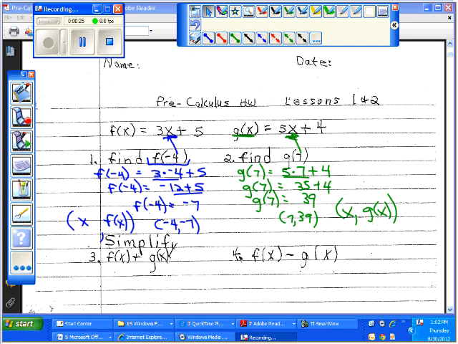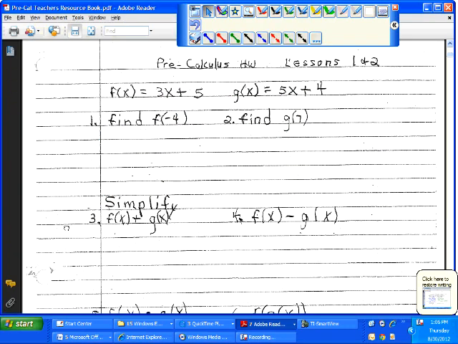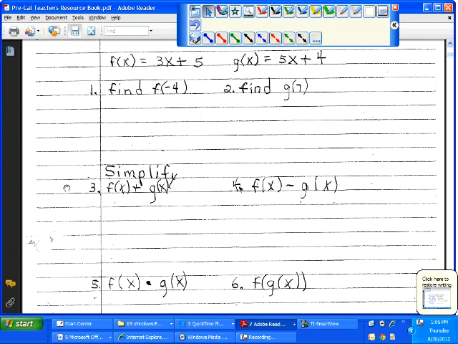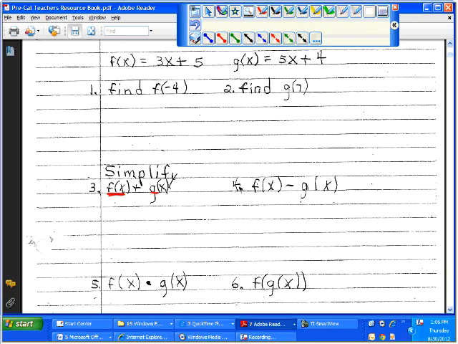Any questions there? So what we're getting into now is adding and subtracting and multiplying functions and then getting the function of a function, okay? And we're going to keep going back to the fact that f of x is 3x plus 5 and g of x is equal to 5x plus 4. We're going to use that all the way down, okay? So, number 3 wants f of x plus g of x.